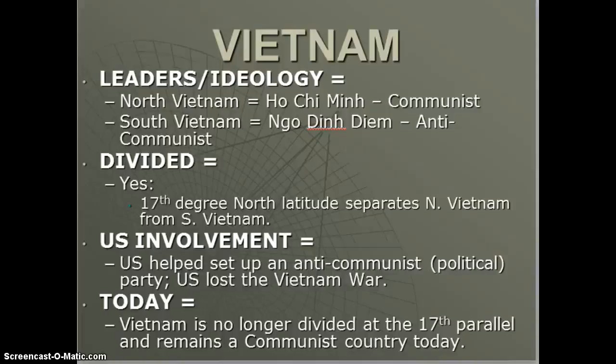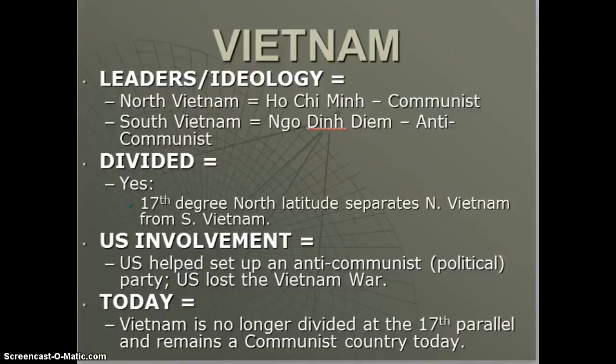The second column says, was the country divided? And if yes, how was it divided and where was it divided? Vietnam was divided at the 17th degree north latitude that separates North Vietnam from South Vietnam. The third column says, how was America involved in the country? The U.S. involvement was that the U.S. helped set up an anti-communist political party. The U.S. lost the Vietnam War.